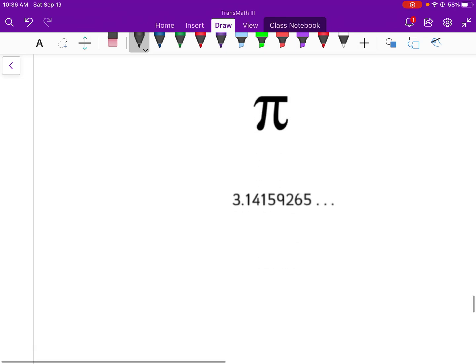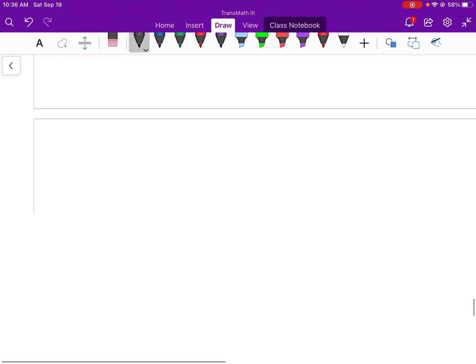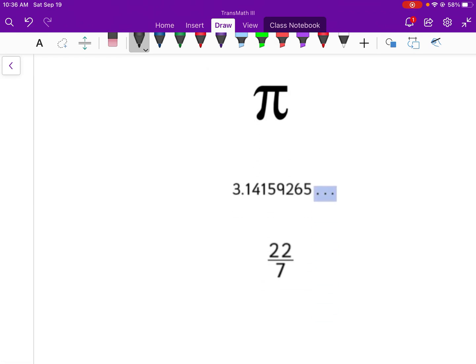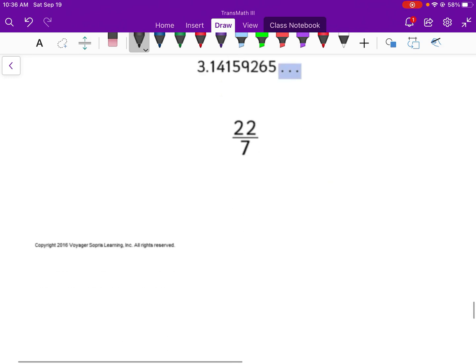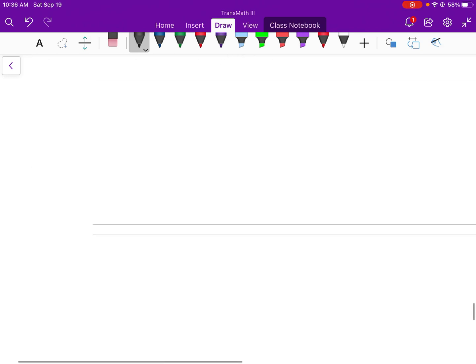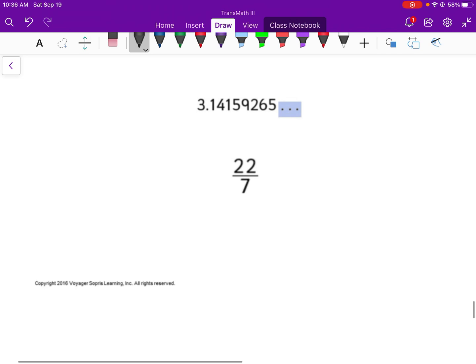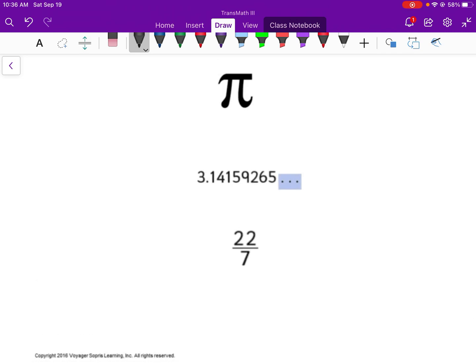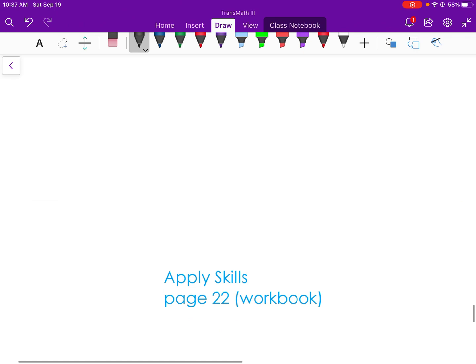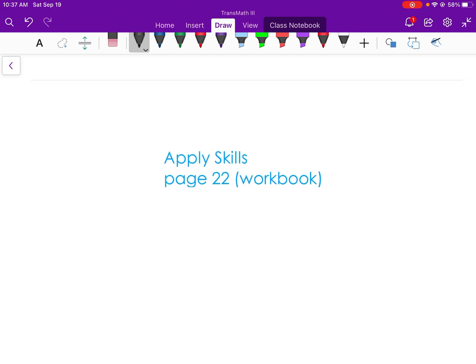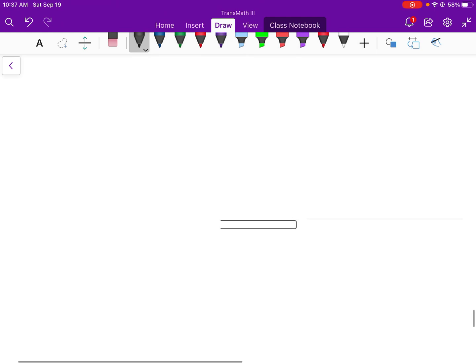Now we've got a number like pi: 3.14159265, or it is also 22 sevenths. That will not have a repeating pattern. We do that in cases where there is no repeat pattern in the decimal. So go ahead, page 22 in your workbook, do your apply skills.